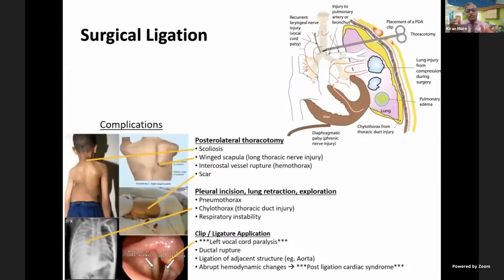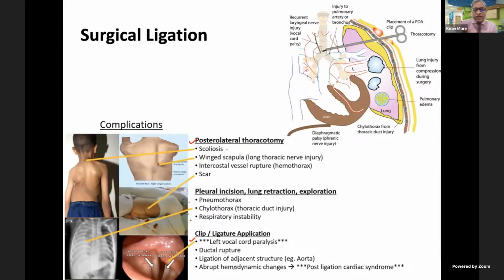Plus, we know that surgical ligation has its own immediate consequences because of the approach. Especially the thoracotomy was the way to go forward in the earlier days, and still in many centers. There are a lot of these posterolateral thoracotomy related complications because of the nerve damage. There are immediate complications like pneumothorax, chylothorax, respiratory instability, and also some other complications because of the ligation of the recurrent laryngeal nerve, like vocal cord palsies and so on.